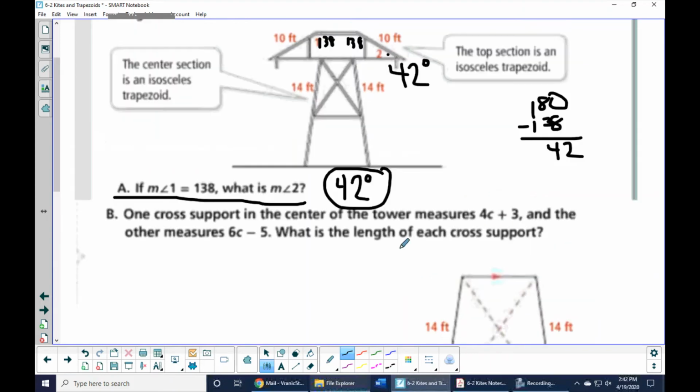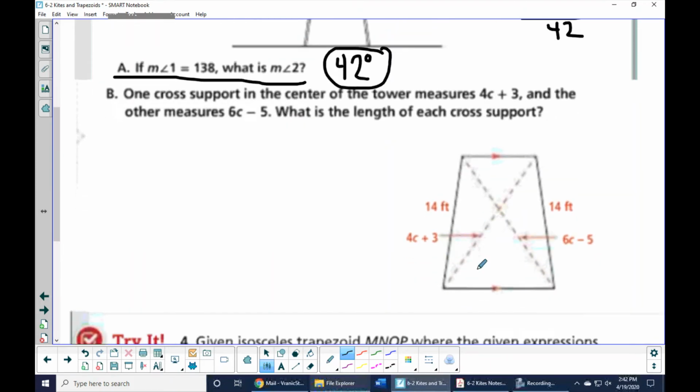Okay, that one's not so bad, but this next one is going to take us a little bit of time. This next one, they pretty much took this bottom part and moved it down here. So we don't need that one anymore. But it says the cross support is 4C plus 3, that's this. And the other one is 6C minus 5. What is the length of each support?